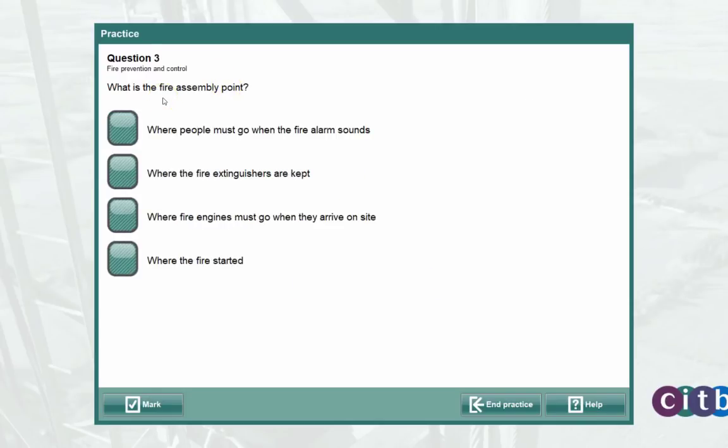What is the fire assembly point? Where people must go when the fire alarm sounds. Where the fire extinguishers are kept. Where the fire engines must go when they arrive on site. Where the fire started.